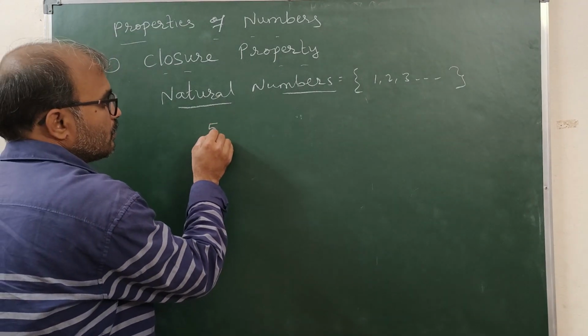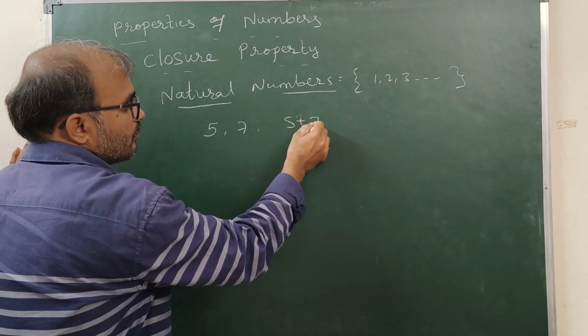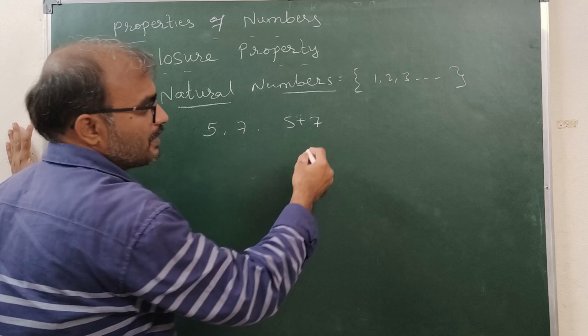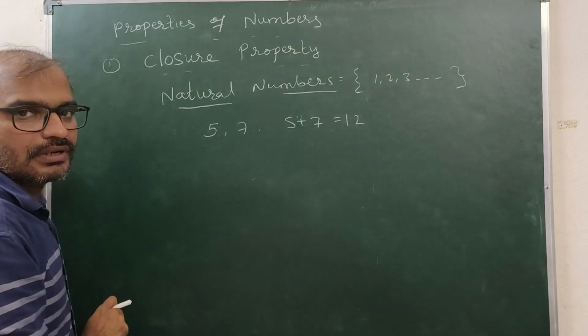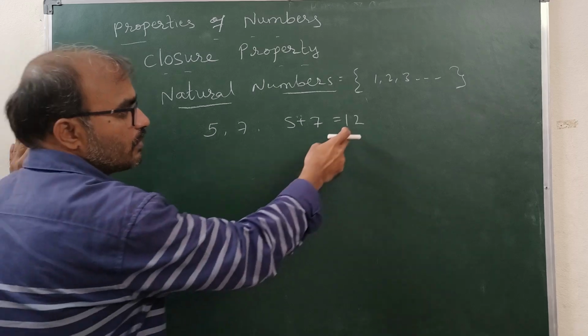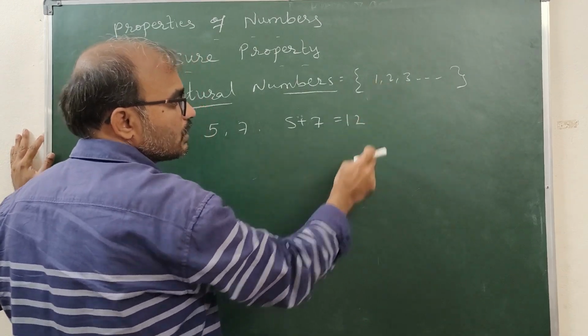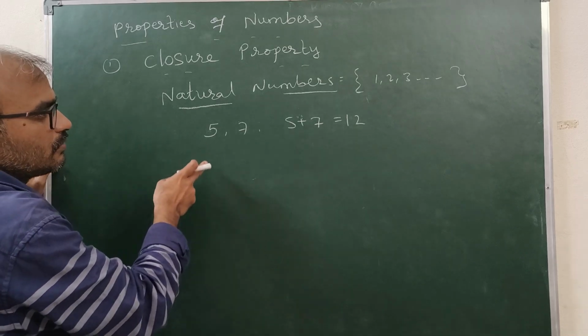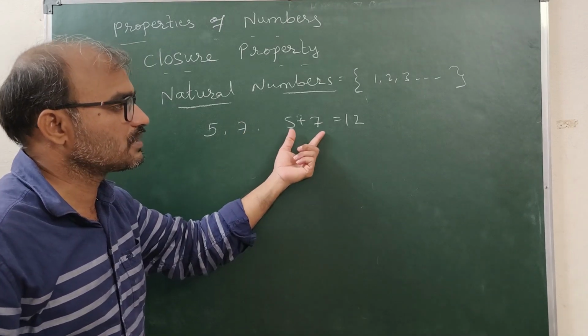I am taking two numbers 5 and 7. I am adding them. 5 plus 7. 5 plus 7 is 12. Is 12 again a natural number? Yes, right? So 12 will be in the set of your closed bag. In your closed bag there will be 12 in that. Right? So thus if you add 5 plus 7 you got 12.